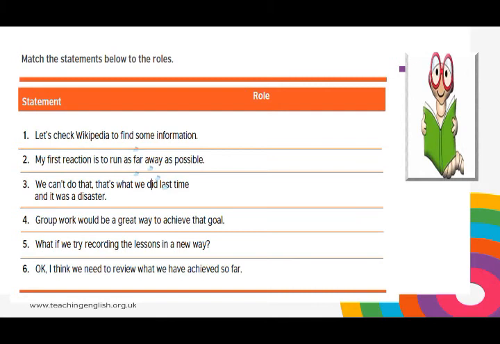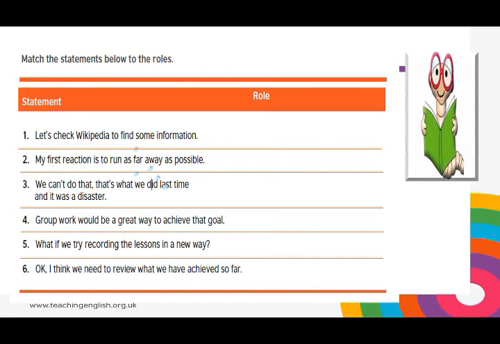What if we try recording the lesson in a new way? Creative. Yes, that's creative, because he wants to make something new. And the last one: I think we need to review what we have achieved so far. So we have achieved something and he wanted to review the steps. So he wanted to organize everything. So he's an organizer.